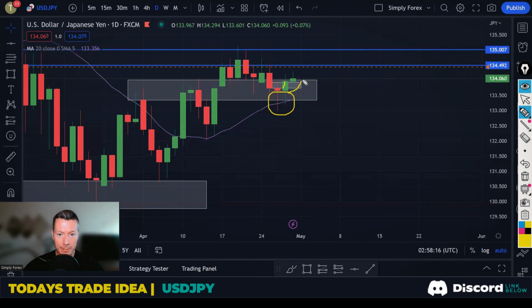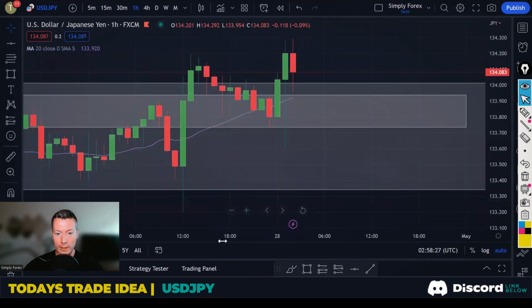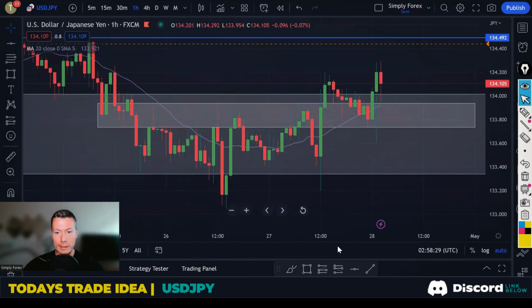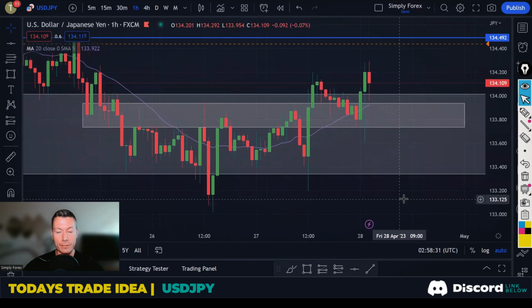So everything is telling me we can potentially take it up to 134.50 or even back up to these highs, guys. Okay, so that's what we're seeing. If we drop down to the H1 chart, I have literally just put this trade in the VIP Discord. I have entered this trade here, put my stop below here.